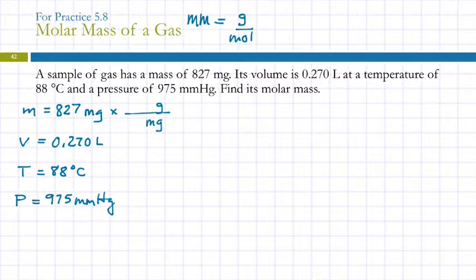Some of you are still a little fuzzy on this. The milli stands for 10 to the minus 3. Don't put those two together. That's redundant. Milli on the bottom, 10 to the minus 3 on the top. They have to be on opposite sides. So 1 milligram is 1 times 10 to the minus 3 grams. So this is 0.827 grams.